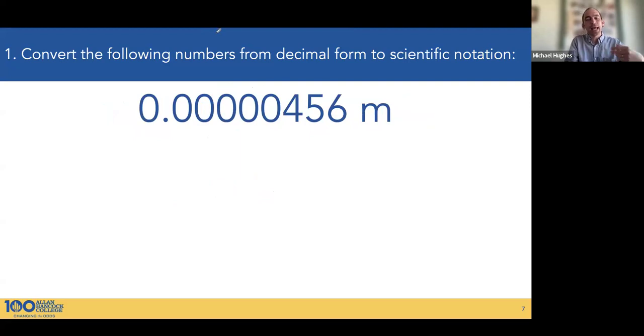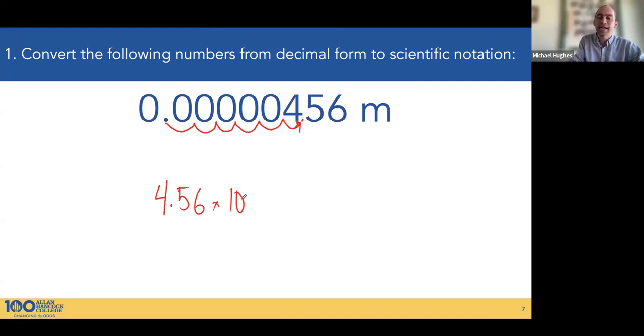So less than 1 meter, to get a value between 1 and 10, I would have 4.56 times 10, and I'm going to move the decimal place 1, 2, 3, 4, 5, 6 times in the negative direction, meters.